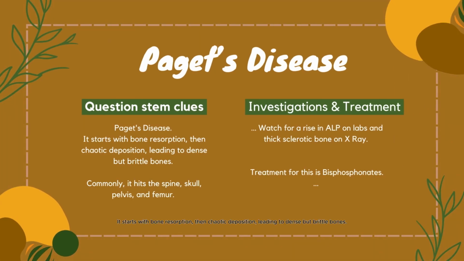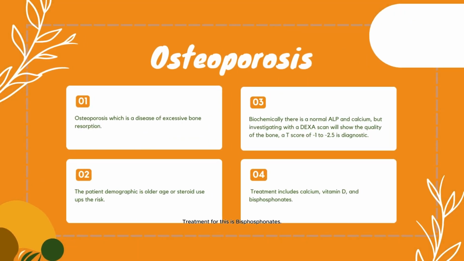It starts with bone resorption, then chaotic deposition, leading to dense but brittle bones. Commonly, it hits the spine, skull, pelvis, and femur. Watch for a rise in ALP on labs and thick sclerotic bone on X-ray. Treatment for this is bisphosphonates.